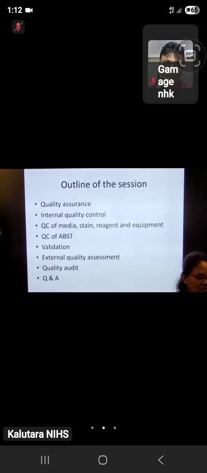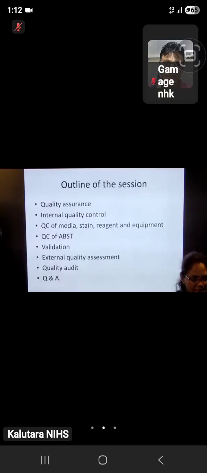Okay, this is the outline of the session. Quality assurance, internal quality control, QC of culture media, scale, reagent and equipment, QC of ABST, validation, external quality assessment, quality audit, and question and answering.